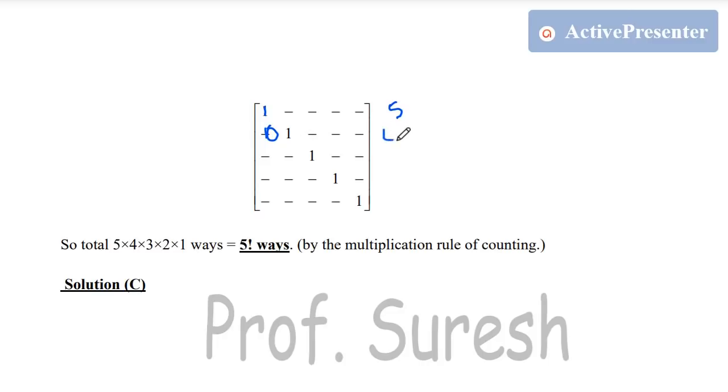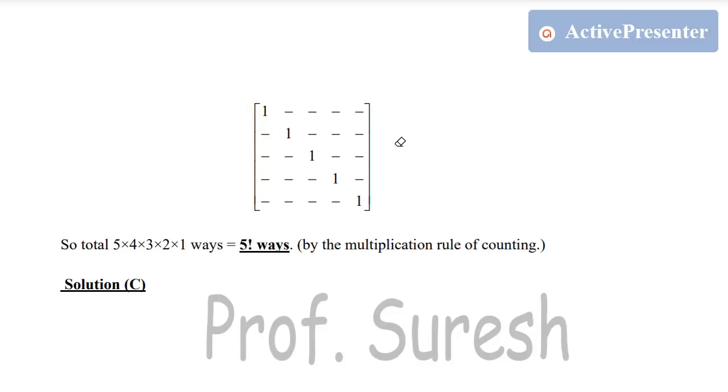Like this, for the third row 3 choices, the fourth row 2 choices. When we come to the fifth row, there will already be 1 in each of the other columns, so there is no other choice. I should put 1 in this place only. So 1 choice. So the total number of ways equals 5 into 4 into 3 into 2 into 1, that is 5 factorial ways. So there are 5 factorial elements in the set.